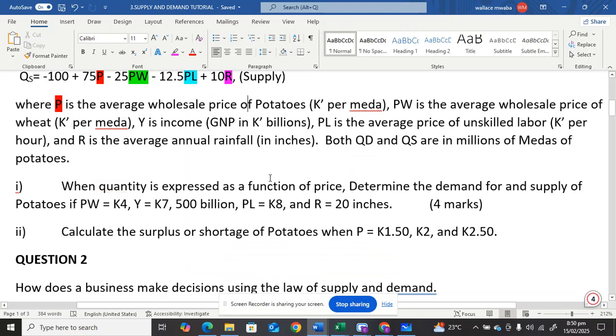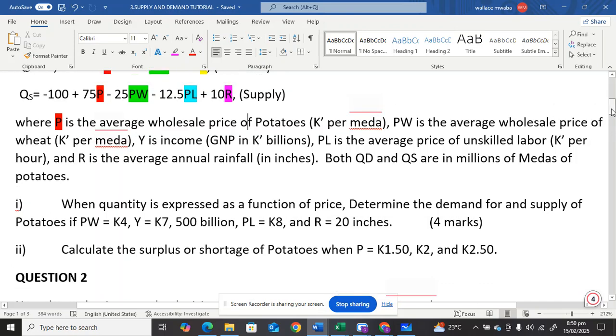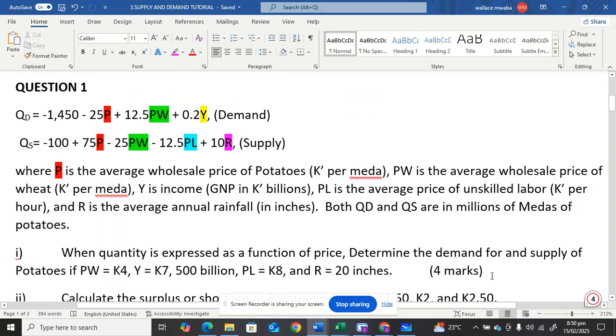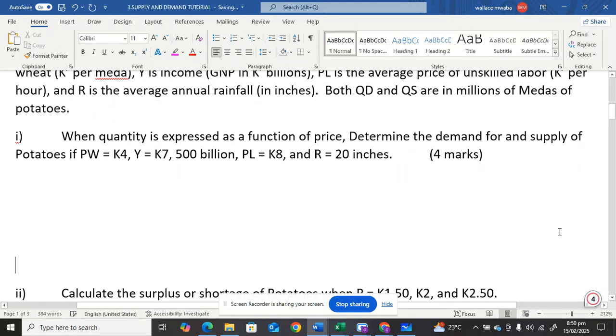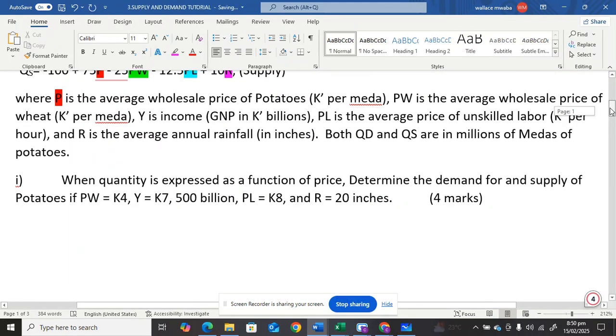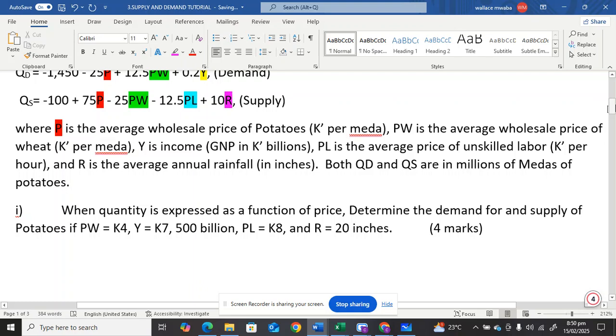So our question reads, when quantity is expressed as a function of price, determine the demand for and supply of potatoes. If PW equals 4, Y equals 7,500 billion, and PL equals 8, and R equals 20 kwacha. All right. So basically, it's just a matter of substitution that's going to go on here.